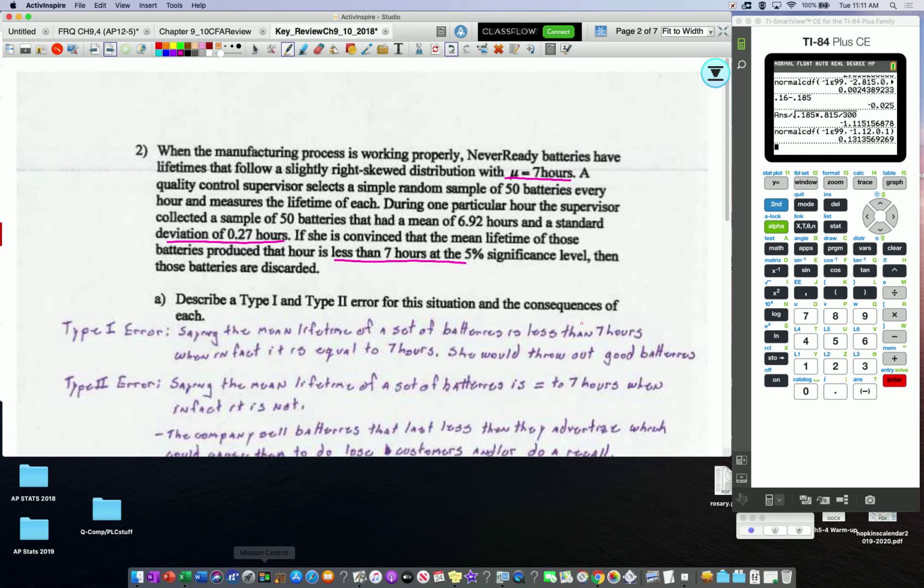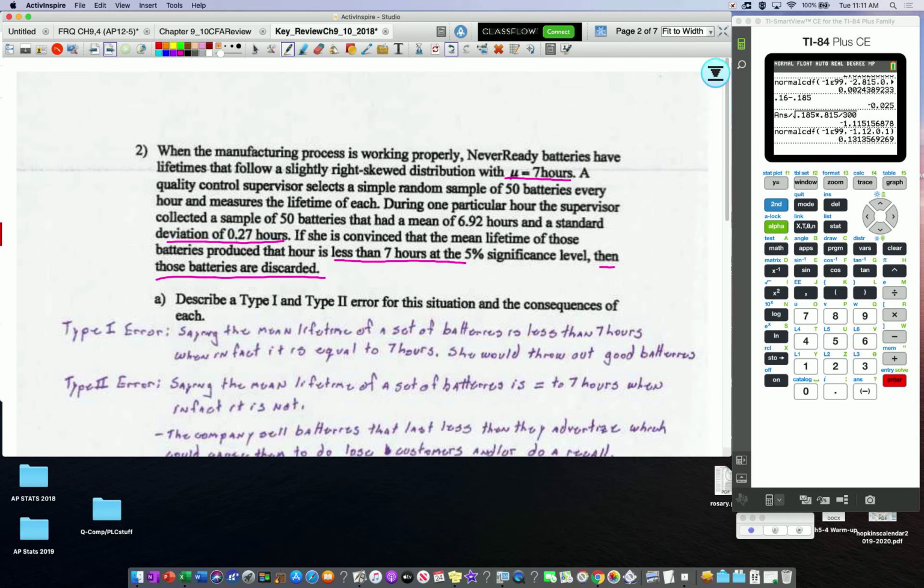So notice how it says the batteries will be discarded. So remember, type 1 error is rejecting the null hypothesis when in fact you shouldn't have. That's like saying the mean lifetime of batteries is less than 7 hours when in fact it was actually meeting it. Okay? So what's the consequence? She's throwing away the good batteries.